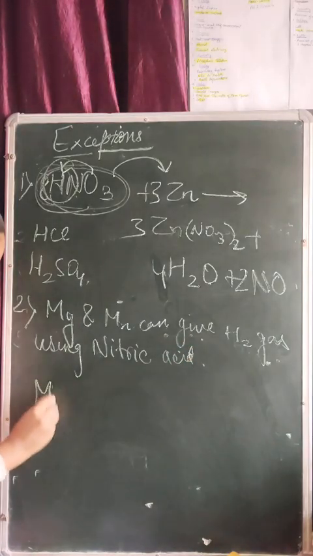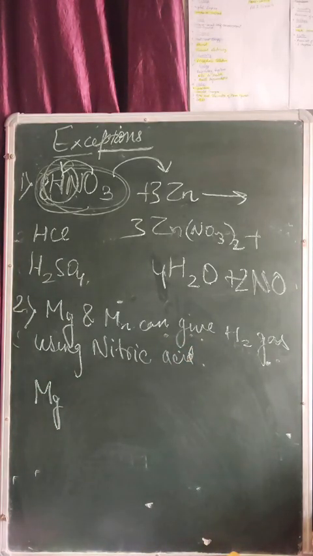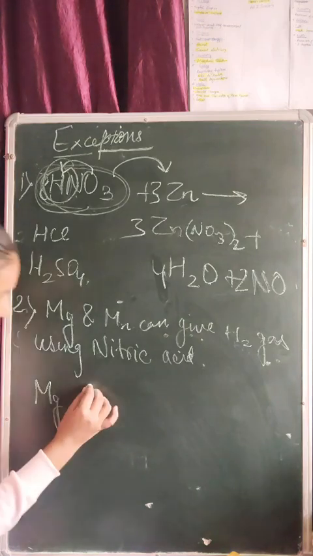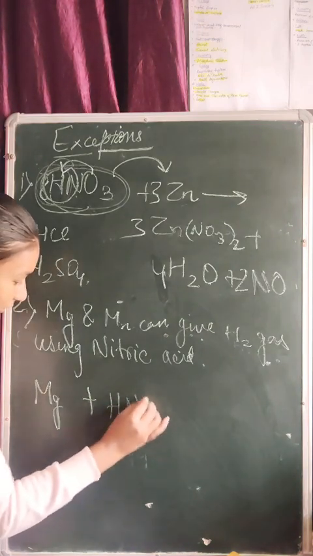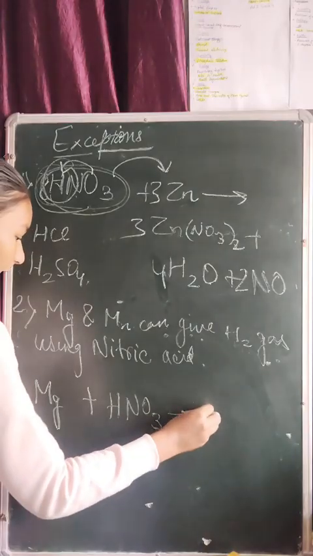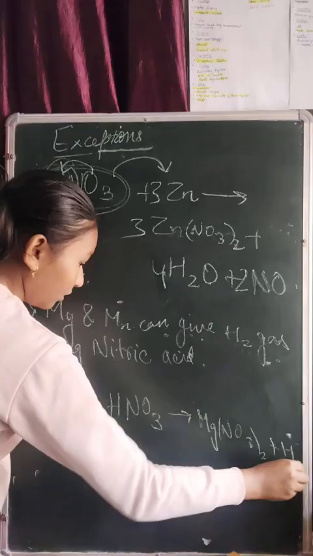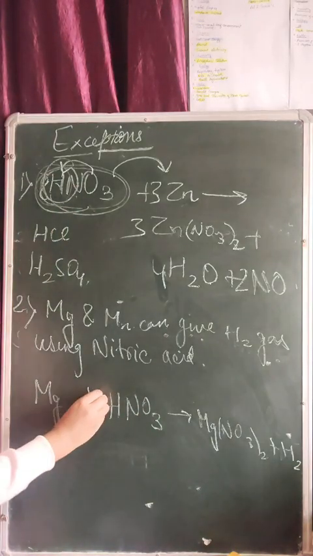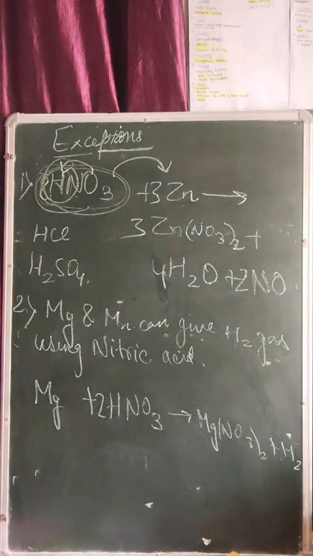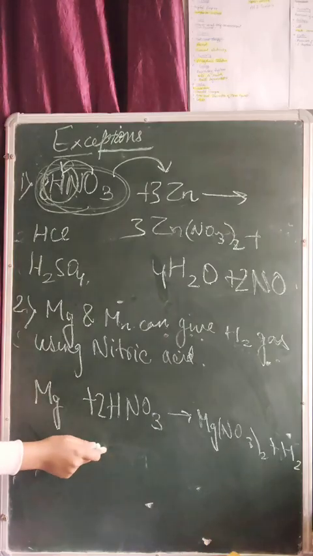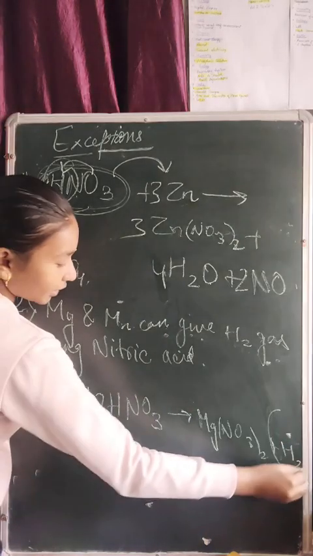How is it? Suppose you take magnesium plus HNO3, it will give Mg(NO3)2 plus H2. It will easily react with the nitric acid and give out hydrogen.